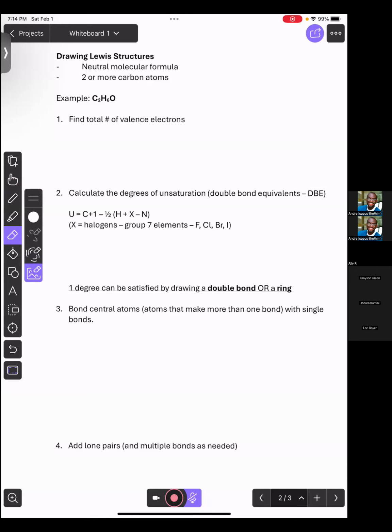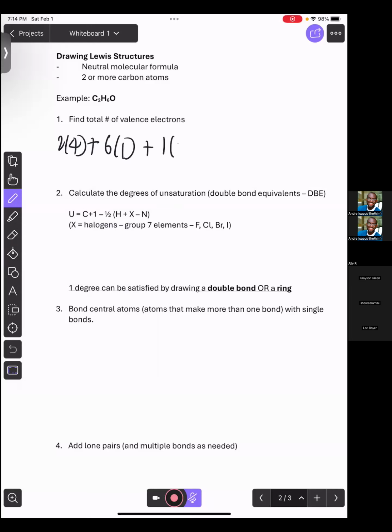Can someone tell me the number of valence electrons that are present on carbon? We just talked about that. How many valence electrons does carbon have? 4, right? You all are very good at knowing that carbon has 4 valence electrons. So we have 2 carbons and each has 4 valence electrons. We then have 6 hydrogens. How many valence electrons does hydrogen have? Hydrogen has 1. Great. And we have 1 oxygen. How many valence electrons does oxygen have? 6. Very nice. You guys are so good at this, right?